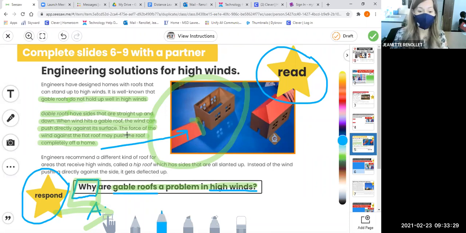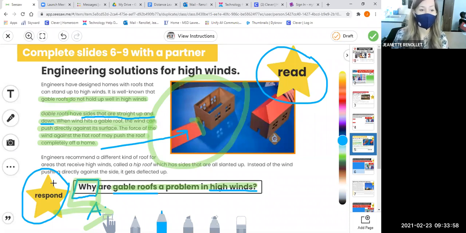So what the text does say is that its sides are straight up and down. Those are some words that Landon can use in his answer. Gable roofs have sides that are straight up and down, and that's why it's a problem. Who else can read their complete sentence that they wrote using text evidence, using our words from our question and text?